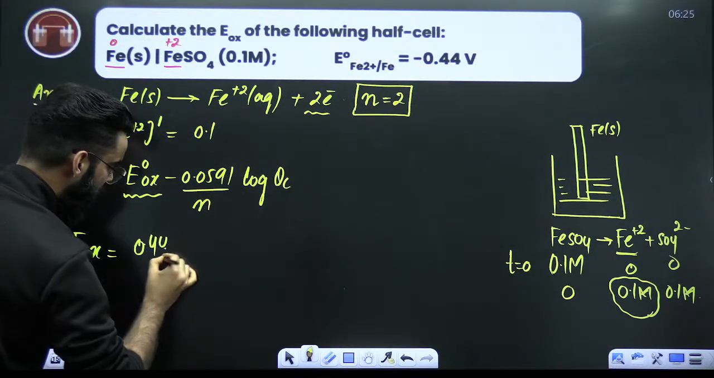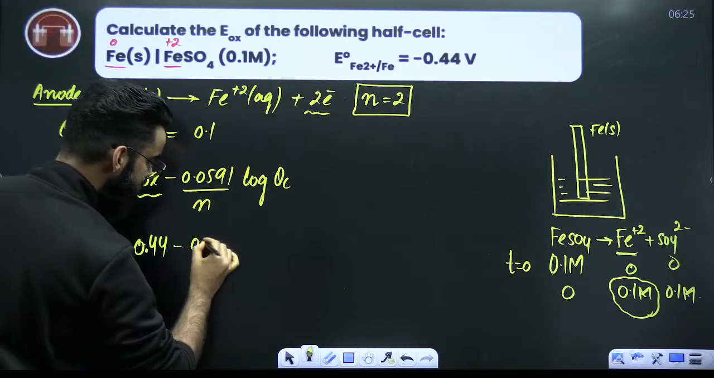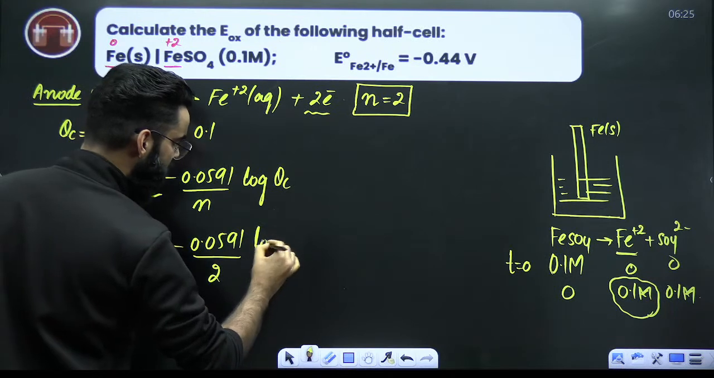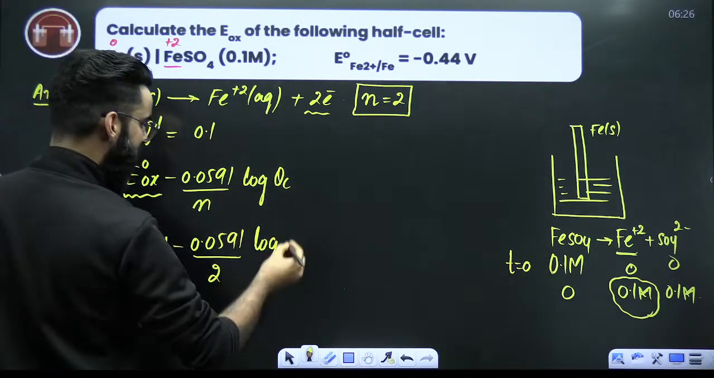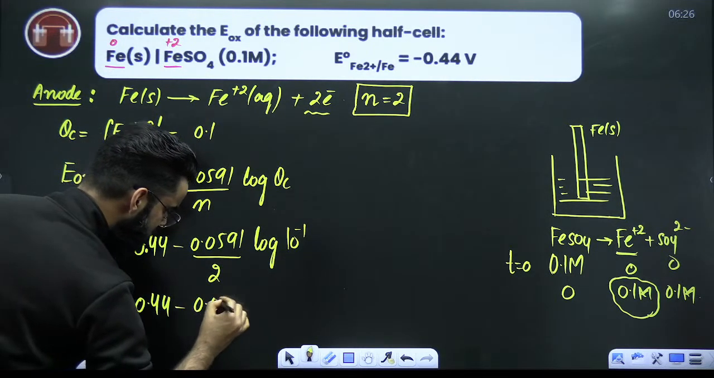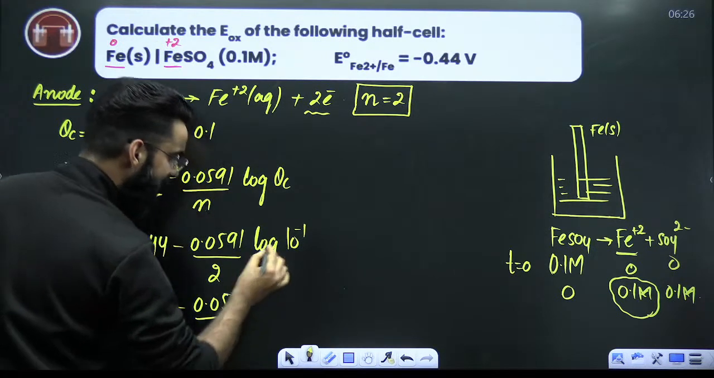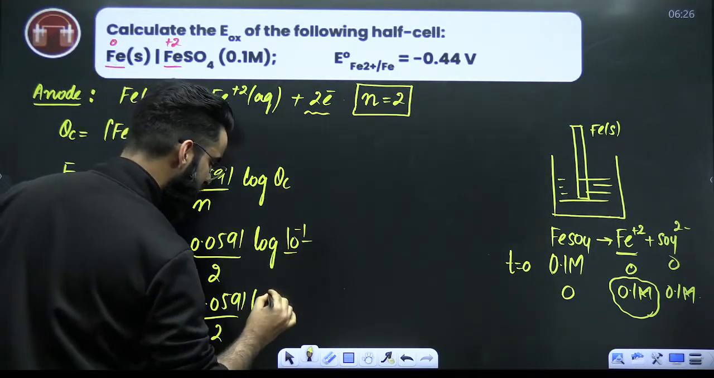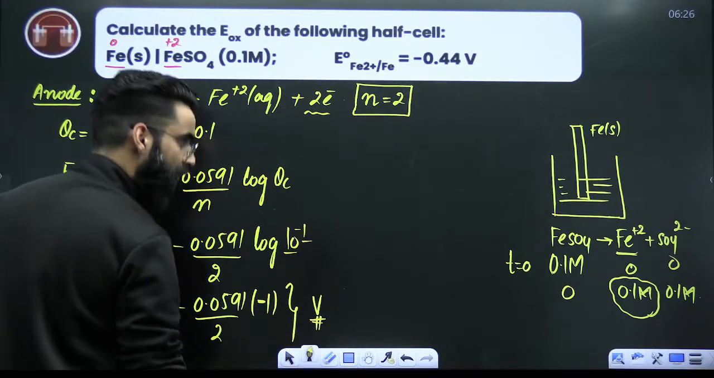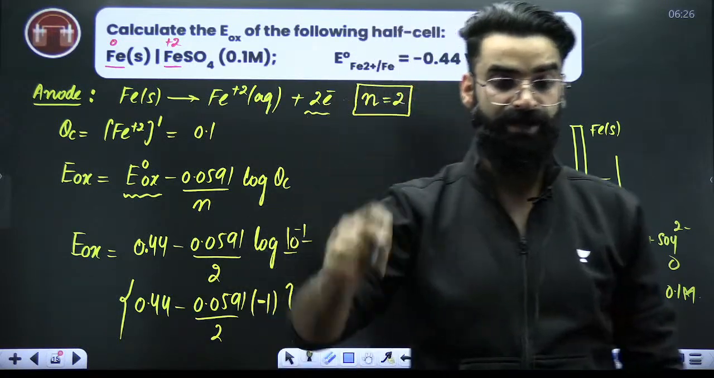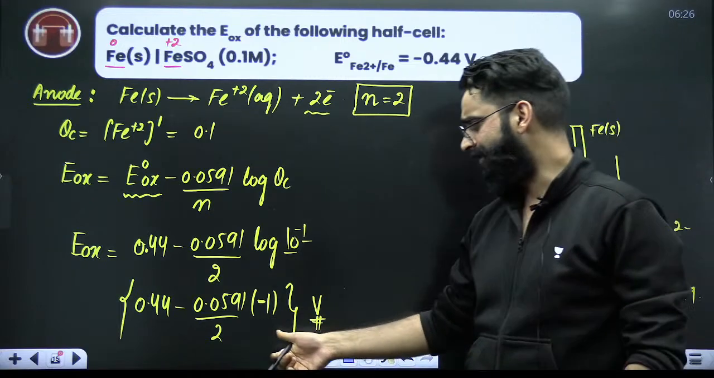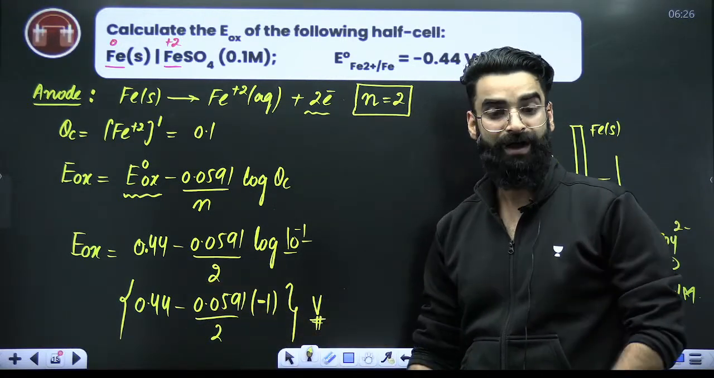This is SRP, so just reverse its sign. So it's plus 0.44, minus 0.0591 divided by the n value. The n value as per the question is 2, then log of QC. The QC value we have already calculated as 0.1, which means 10 raised to power minus 1. Now it's a matter of calculation only. This is 0.0591 divided by 2, and log of m raised to power n is n log m, so minus 1 comes to the front, and log 10 is 1. So just solve this value and get the answer in volts. Whatever you get from here is going to be the oxidation potential of the half cell.